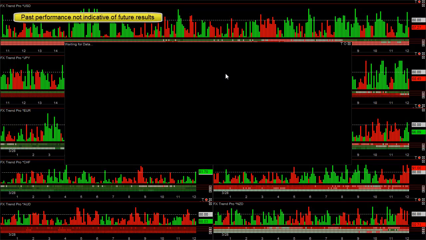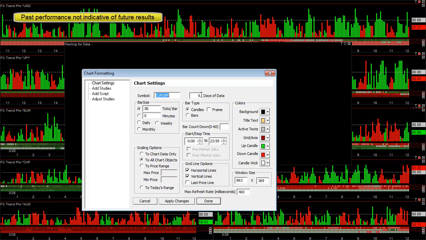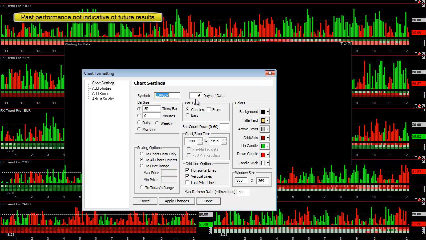It's always best when you're using range charts to set the number of days of data to, maybe 2 instead of 6, because it has to download an absolute ton of data to populate the chart. If you're setting this up from scratch, you're better off changing the number of days of data to 2 first, and then requesting the data.